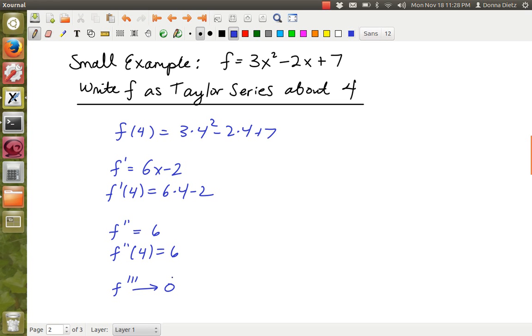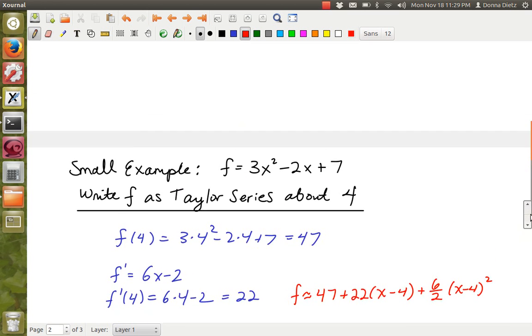Okay, so this first thing evaluates to 47. The second thing evaluates to 22. You'll just have to take my word for that. So all this together tells us that f is approximately equal to 47 plus 22, which is the coefficient in front of x minus 4, and then plus 6 over 2 is the coefficient on x minus 4 squared.